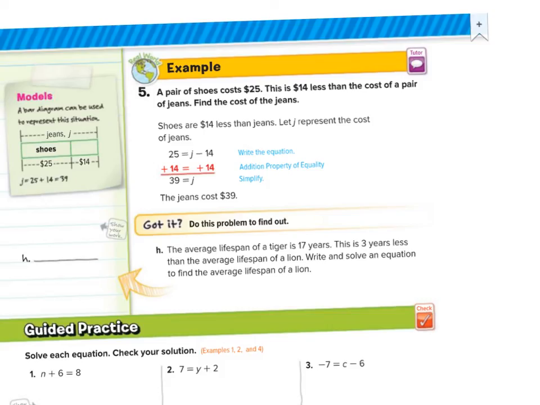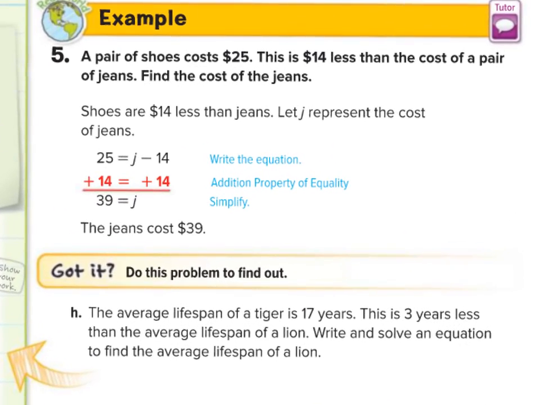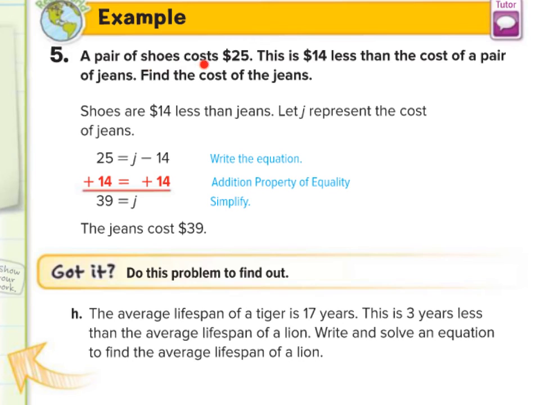And finally, using the addition property of equality in a word problem. A pair of shoes costs $25. This is $14 less than the cost of a pair of jeans. Find the cost of the jeans. So 25 is the jeans minus 14, right? You can see here, 25 is the cost of the shoes. This is 14 less than the jeans. So let's add 14, and you get 39. So the jeans were $39.